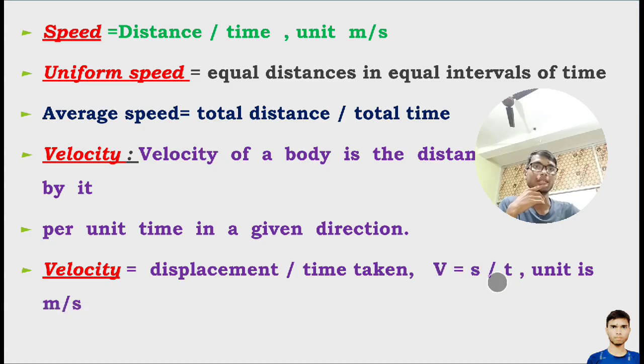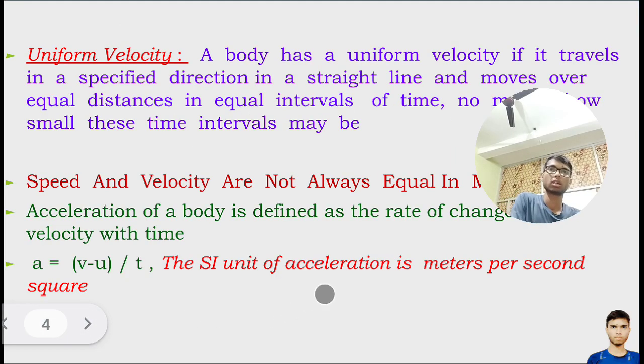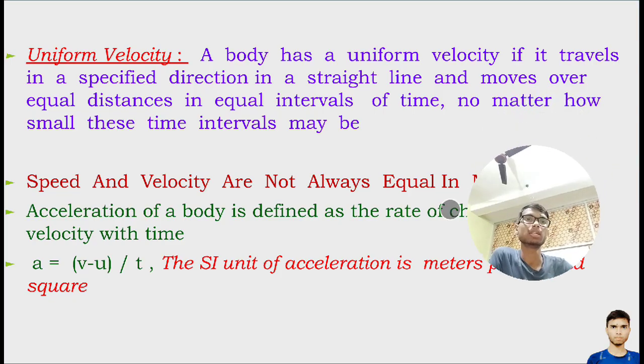Displacement can be represented as s, time taken will be represented as t, and velocity will be represented as v. The unit is meter per second. I have told you already. Now next is uniform velocity. It means the speed will be uniform. Sometimes it will not decrease, sometimes it will not increase. The speed will be fixed.